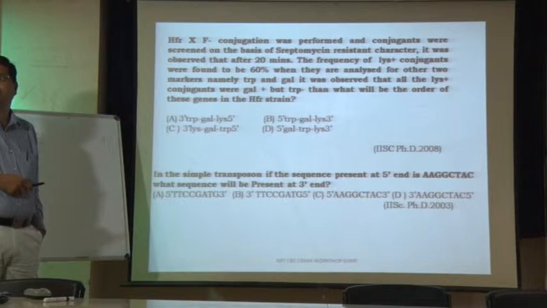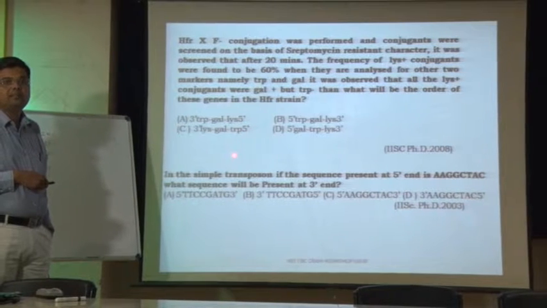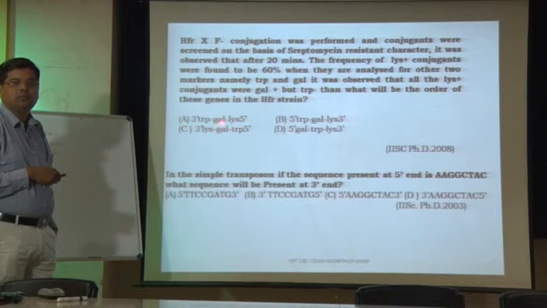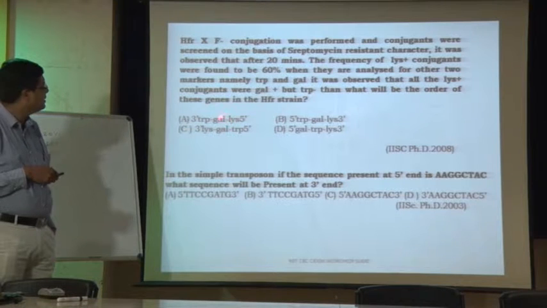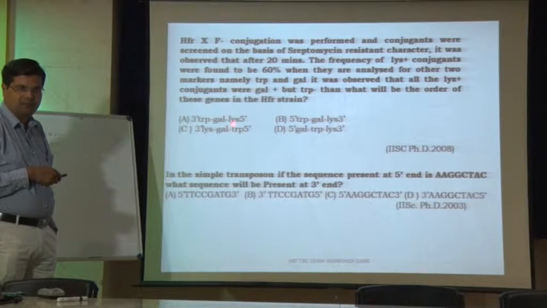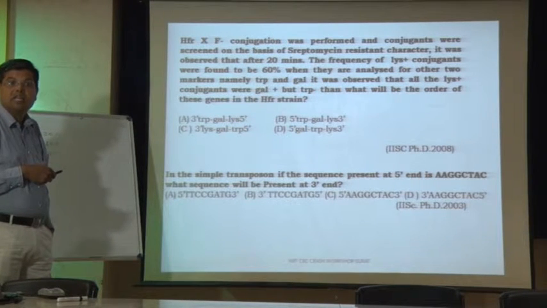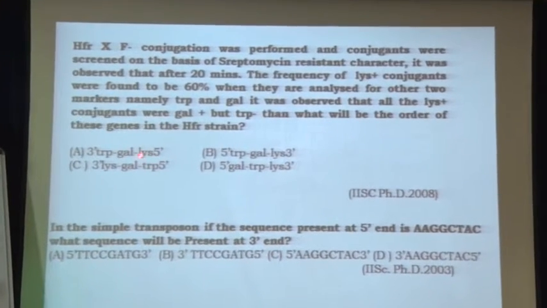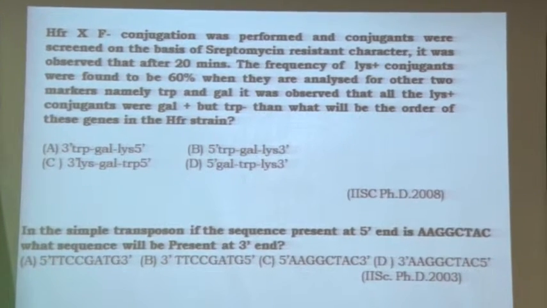Yes, all agree. 5 prime lysine, all the lysine are positive as far as the galactose utilization is concerned, and trip negative. So possibility is that lysine must have entered first into the F minus, followed by gal and trip. Lysine and gal must have entered almost within a very narrow time period. Are you getting it? So they must have transferred together. Are you getting it? So that's why 5 prime lysine, gal and trip. This is the correct answer.